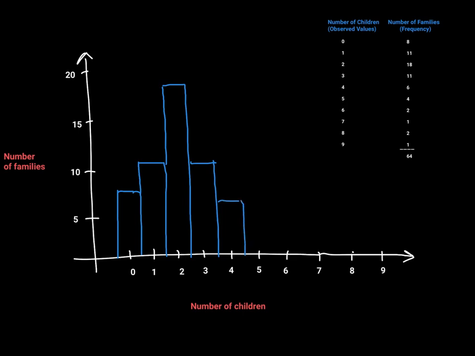Okay. Next is, how many families have 5 children? 4. 4 families have 5 children. So the next bar should go up to 4, right? So maybe about right here. Hopefully that looks good to you.